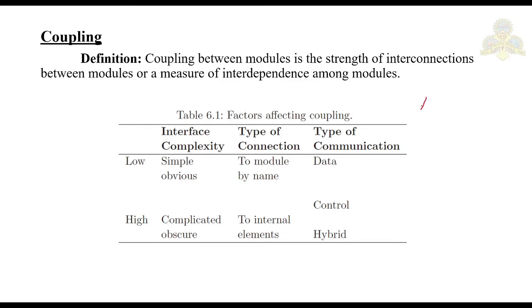We'll consider two modules A and B. In general, we say that the more we must know about module A to understand module B, the more closely A is connected to B. That means if you want to understand module B, first you should have complete knowledge of module A. Now, highly coupled modules are joined by strong interconnections.